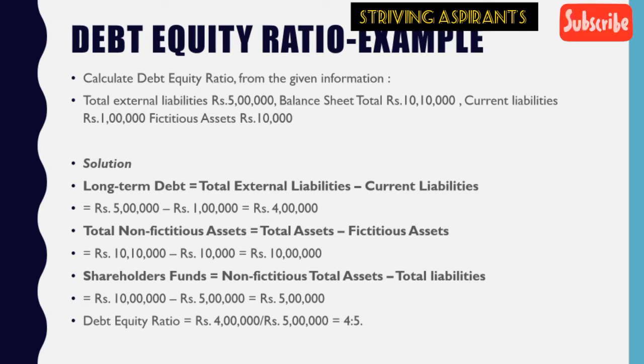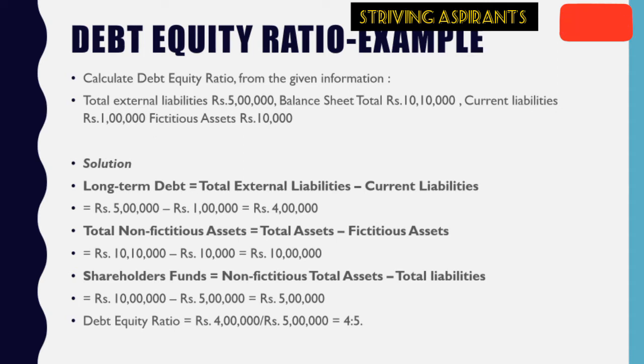Now we have to calculate the shareholders fund. The formula is non-fictitious total assets minus total liabilities. The amount will be 10 lakh minus 5 lakh equal to 5 lakh. Now the debt equity ratio equals 4 lakh, that we have calculated as long-term debt, divided by shareholders fund, that is 5 lakh. So the ratio is 4:5.